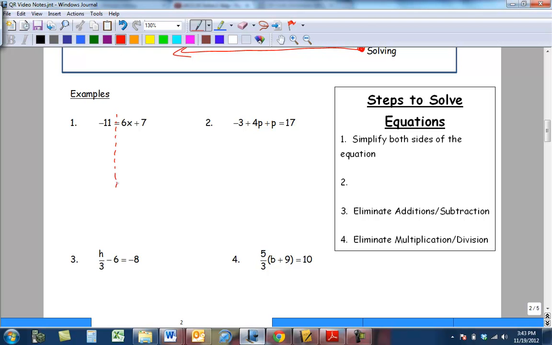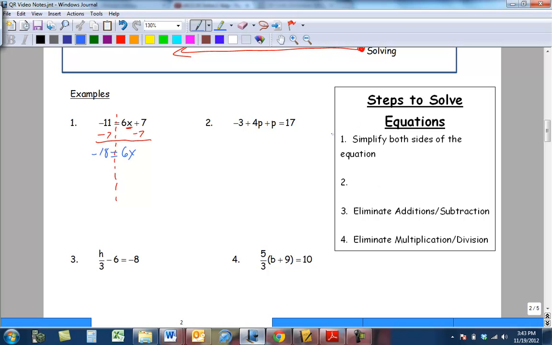I always like to draw my line. Simplify both sides. Nothing to do here. 6x plus 7, we can't combine those, so that's all set. Step 2, we'll wait. Step 3, get rid of addition and subtraction. So we've got to get rid of this positive 7. Remember, we're trying to get x by itself, which means that everything else that's hanging around x needs to go away. So here we're left with negative 11 minus 7 is negative 18 equals 6x.